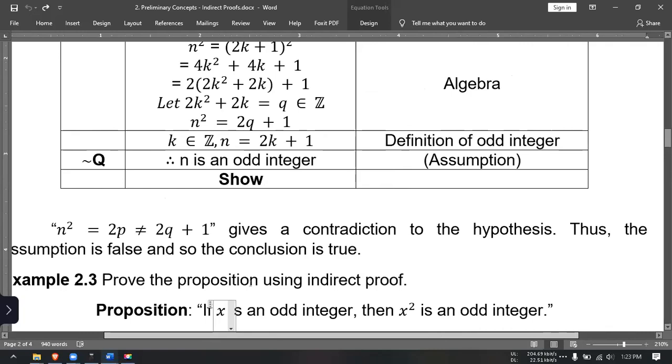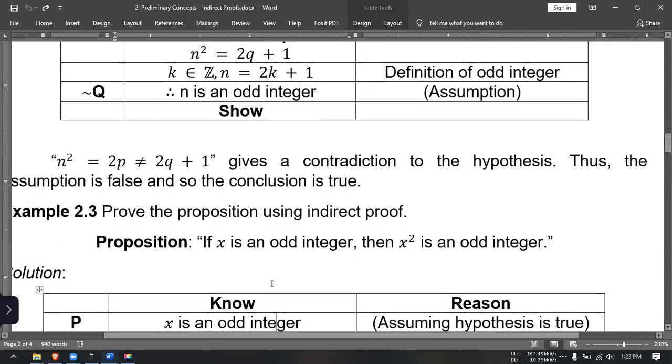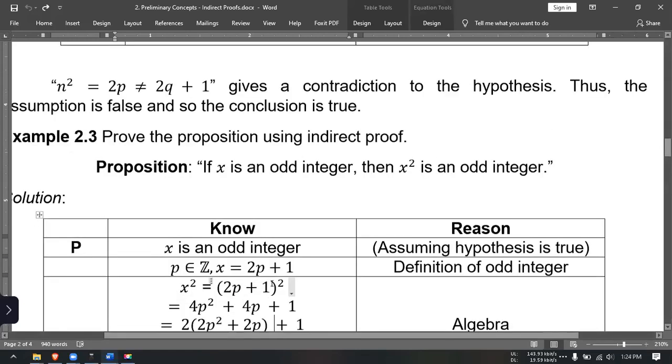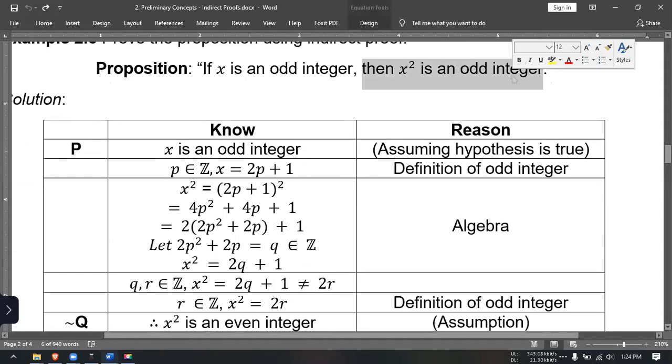So let's try another example. If x is an odd integer, then x squared is an odd integer. Somehow it's the same as the one above, no? But then we'll try to prove this using indirect proof. So again, we'll be negating our conclusion and assuming that its negation is true. The negation of x squared is odd is x squared is even.